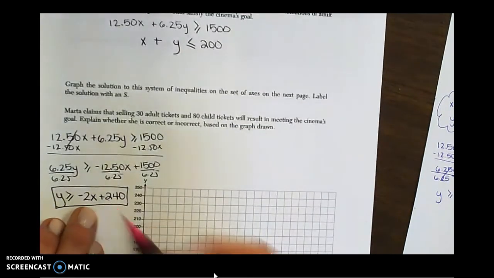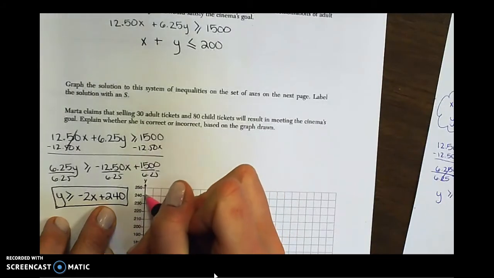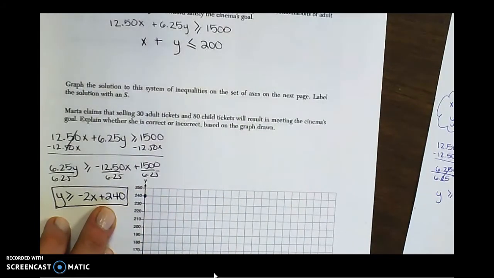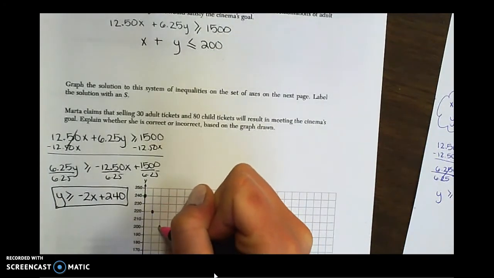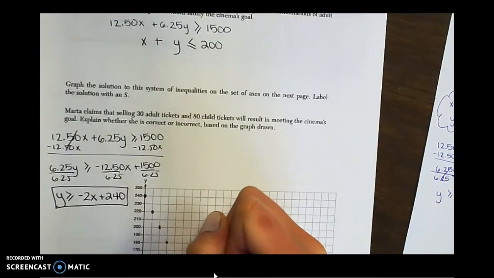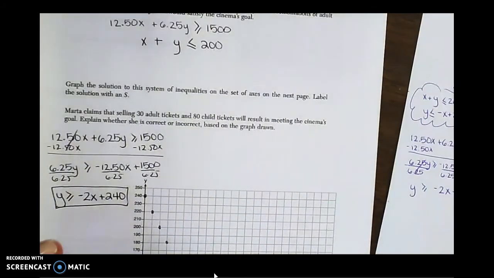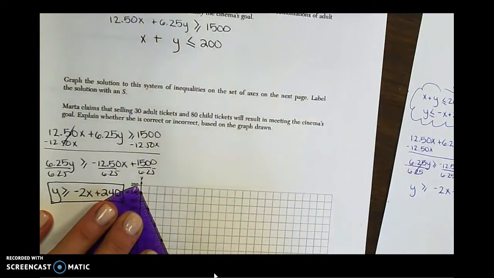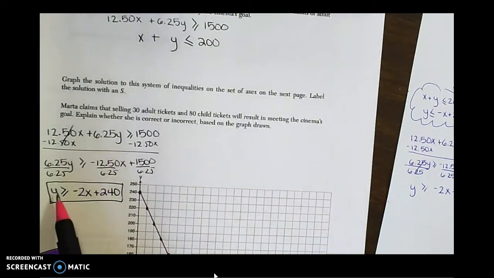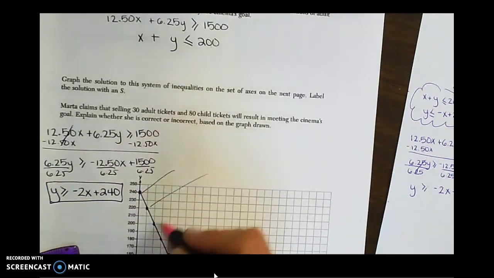Okay, so let's go ahead and let's graph this. So we have 240. So we start at 240. Okay, so now our slope is negative 2, but if I look here at my scale, it's all counting by 10, so I would be good. So we're going to go down 2 over 1, down 2 over 1, down 2 over 1, down 2 over 1. And once I have a bunch of these plotted, I can go ahead and use my ruler, connect the dots. Now it has to be greater than or equal to, so that means we're going to shade up.